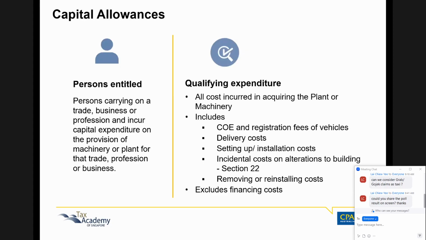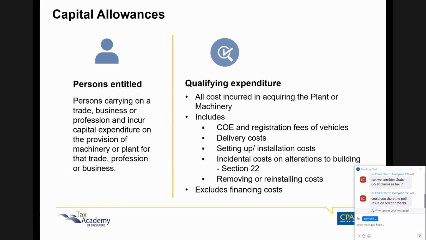Talking about capital allowance, I just want to talk about plant and machinery where you can claim your capital allowance. So who is entitled to capital allowance? These are persons carrying on a trade, business or profession who incur capital expenditure on the provision of machinery or plant for that trade, profession or business.